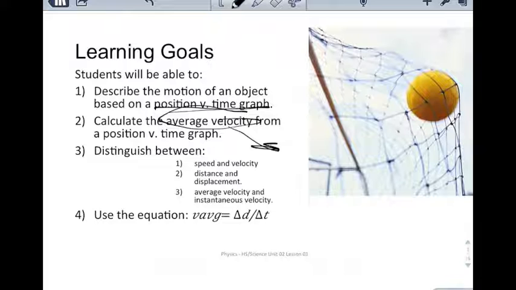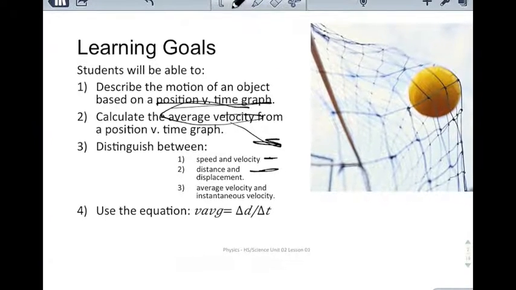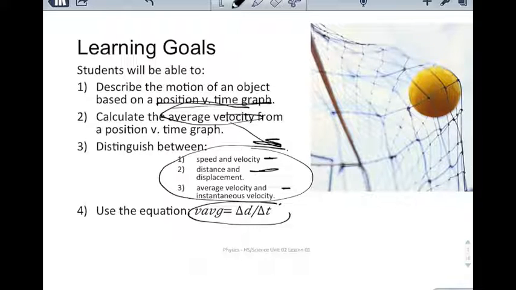You want to be able to distinguish between speed and velocity, distance and displacement, and average and instantaneous velocity. Those are six terms that are very, very confusing for people to be able to tell the difference between, so it's important that you pay attention. And next you want to be able to use the equation v average, and usually this average is a subscript, equals delta d divided by delta t.